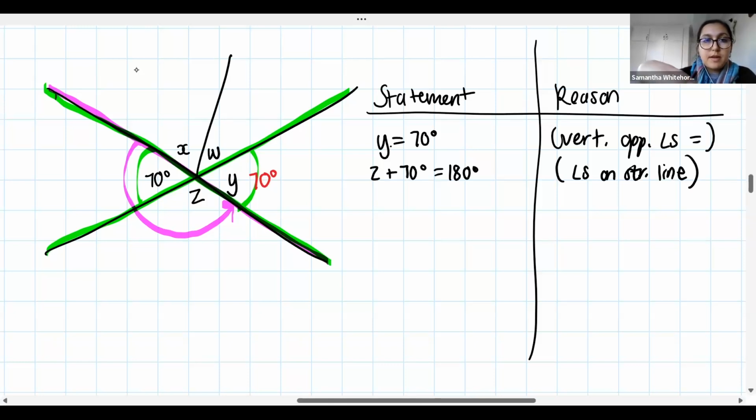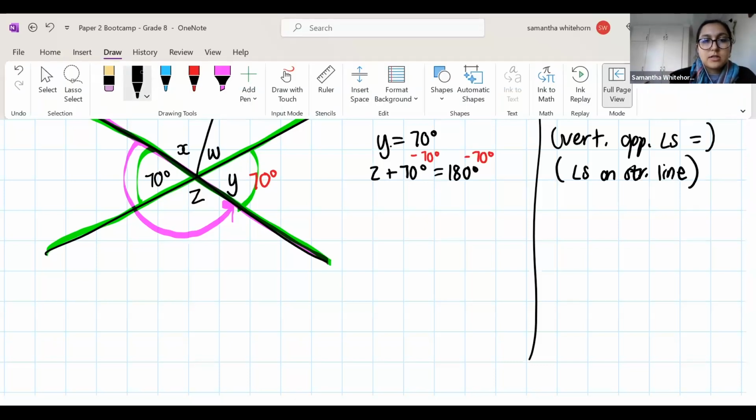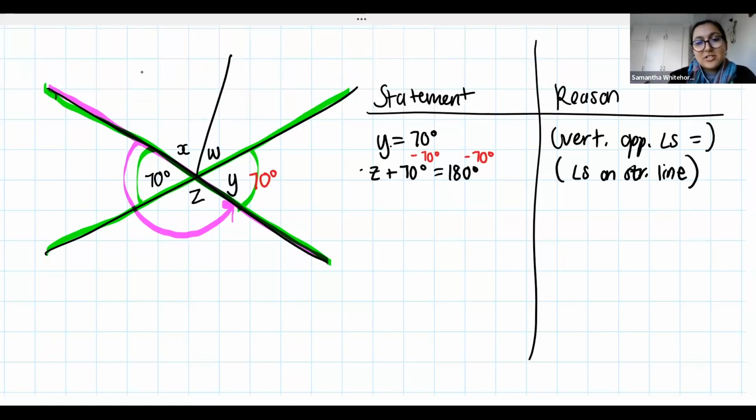I can now solve for Z. Remember, I'm going to use my inverse operations. I'm going to subtract 70 on both sides, or I'm just going to subtract 70. And so I get that Z is equal to 110 degrees. So now I fill that in on my diagram in the hope that this is going to help me get to my next angle size that I want. Okay, so now what we need to be very careful of is the fact that, and I've already made our lives hard here, haven't I? 70.